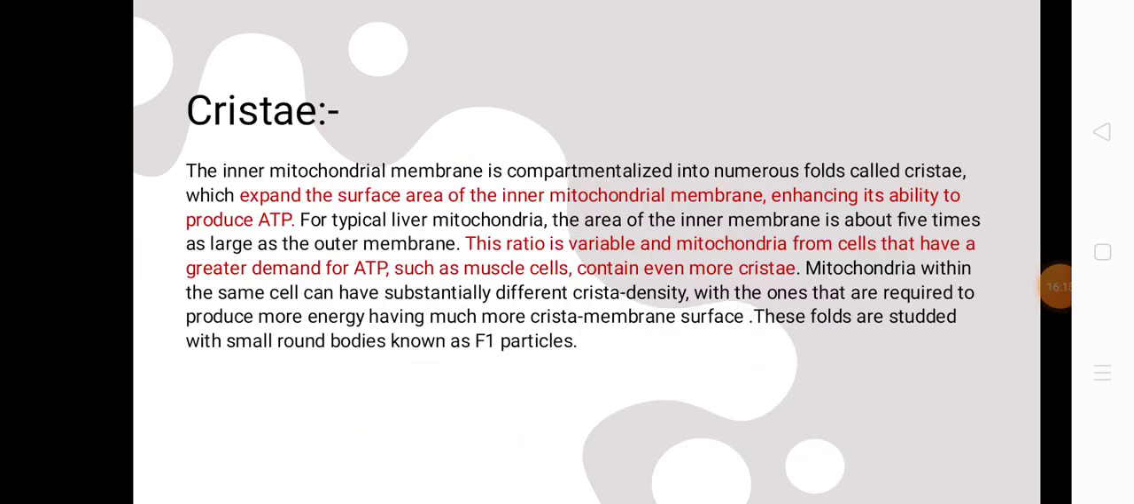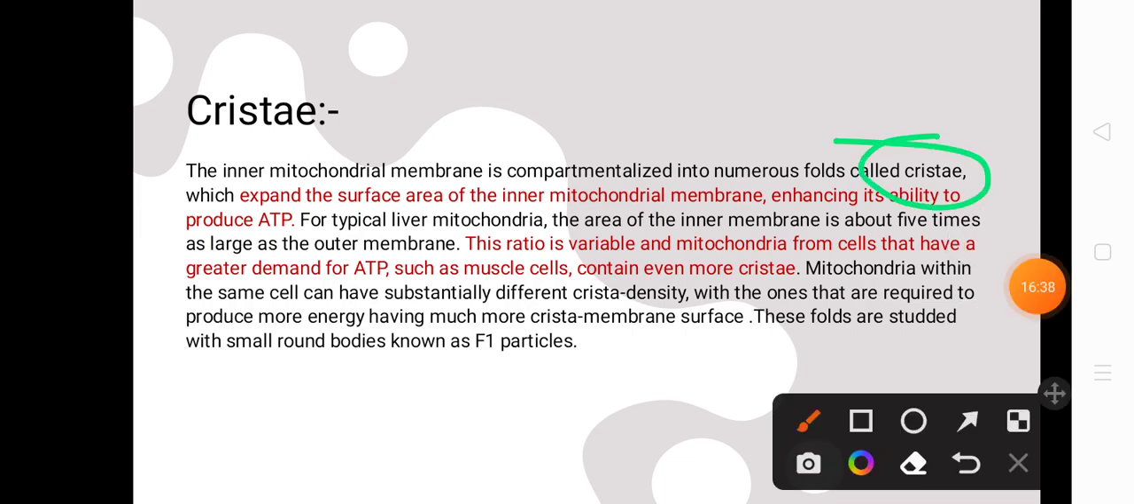Now the cristae. Cristae is the compartmentalized area of the inner mitochondrial membrane, which is especially a fold. Okay, so the inner mitochondrial membrane has numerous compartmentalized folds that we will call cristae, and these cristae are especially responsible for ATP production because the cristae provide a high surface area, right?